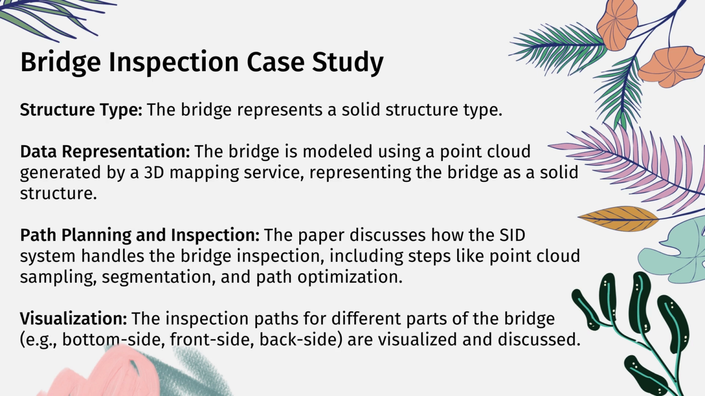structure. The paper also discussed how the system can handle bridge inspection, including steps like point cloud sampling, segmentation, and how they optimize the path based on that. And in the end, they have visualization. So the inspection path for different parts of the bridge can be visualized and discussed, like the front, the back, the sides.